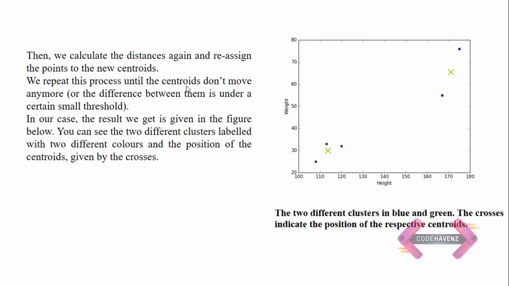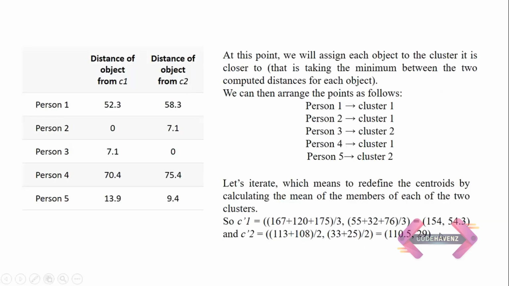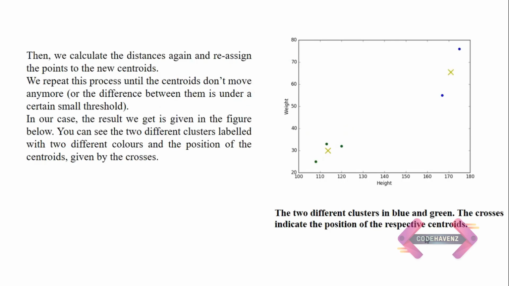That is, if the cluster centroids are at position 154 with respect to 54.3 and 110.5 to 29 in the previous iteration, and in the next iteration I again get the same values for cluster 1 and cluster 2, this point is basically known as the convergence point. That means we no longer need to calculate the cluster centroids again, and the data objects are now clustered into their perfect positions.